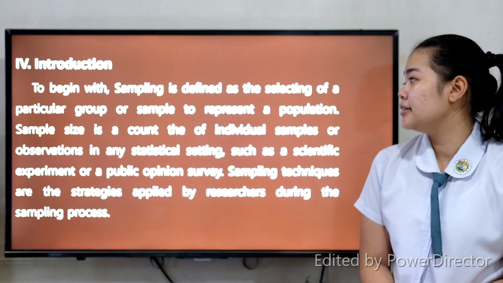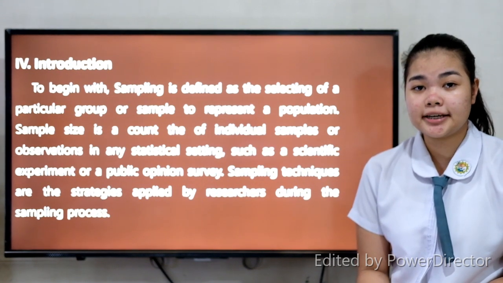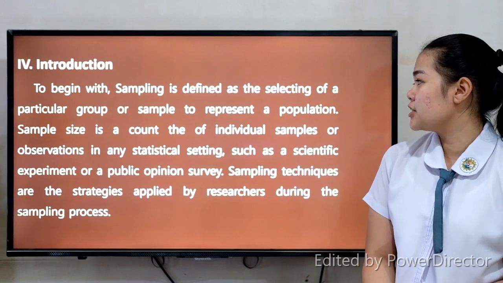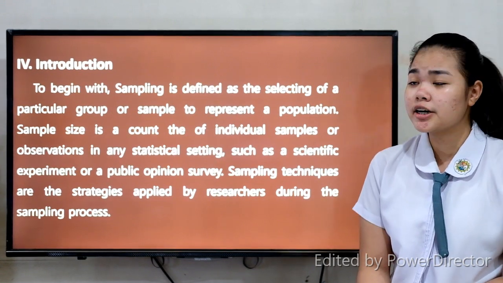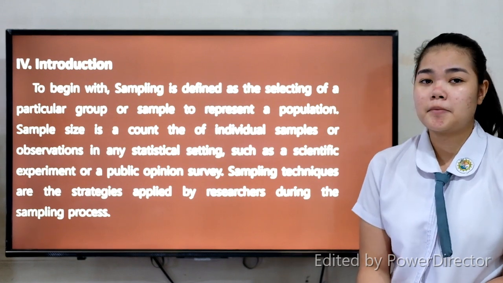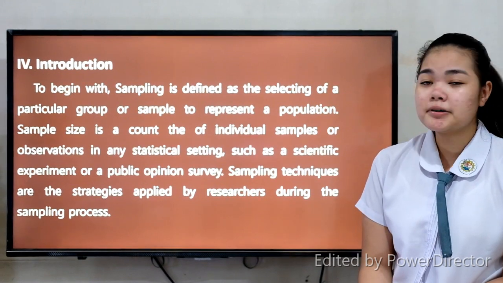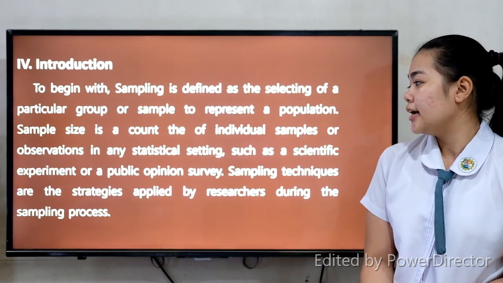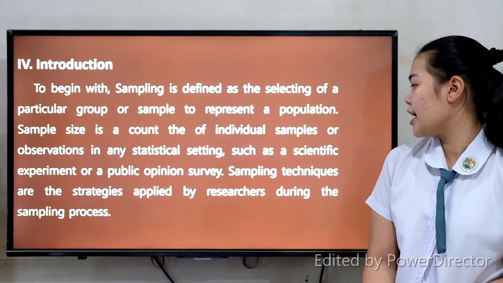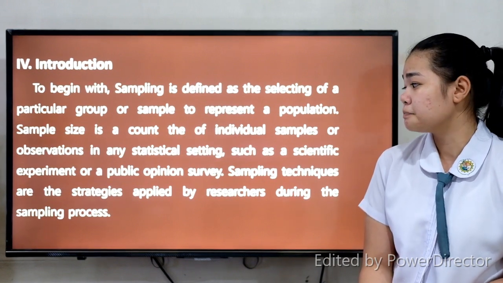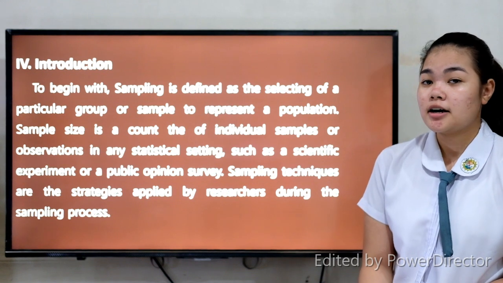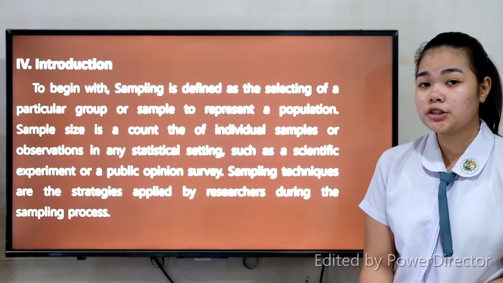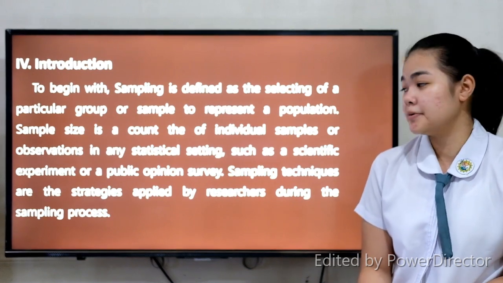So, to begin with, let us first define sampling, sample size, and the sampling technique. Sampling is defined as the selecting of a particular group or sample to represent a population. The sample size is a count of the individual samples or observations in any statistical setting, such as a scientific experiment or a public opinion survey. The sampling techniques are the strategies applied by researchers during a sampling process.